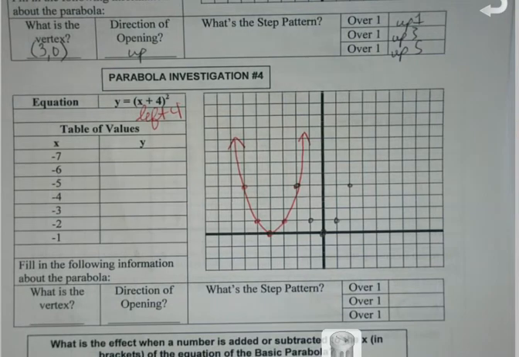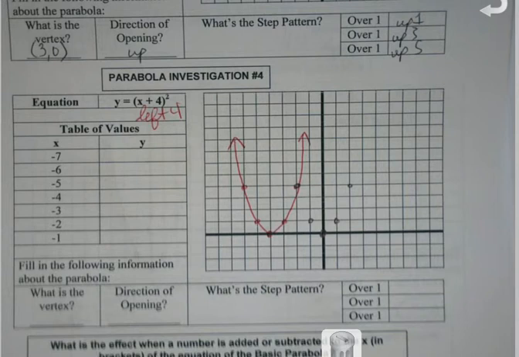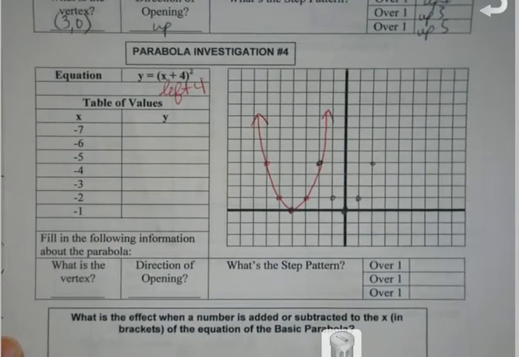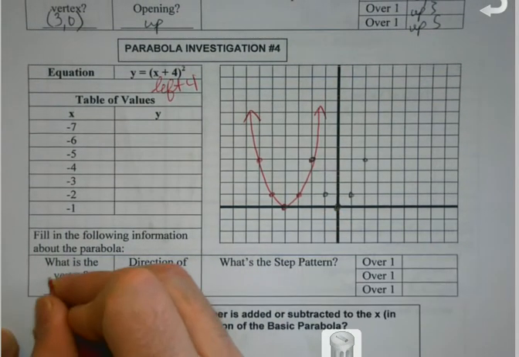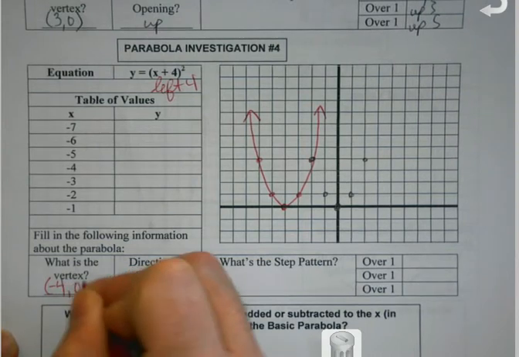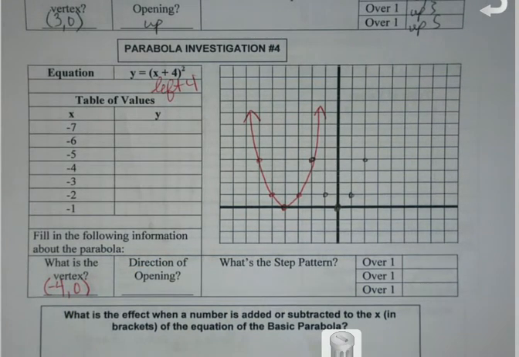Okay. Who needs a graph? Who needs the calculator's table? We can do all the work just as fast and get the right answer. Okay. My vertex moved left 4 to negative 4.